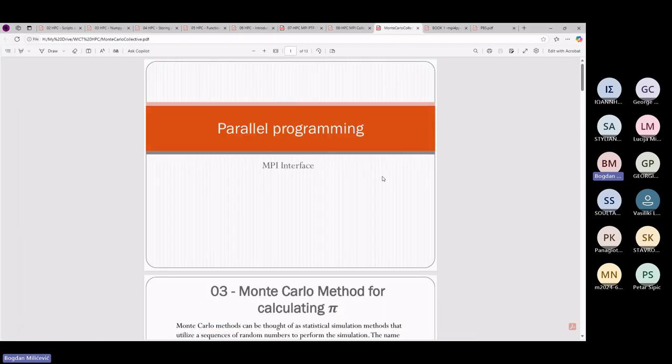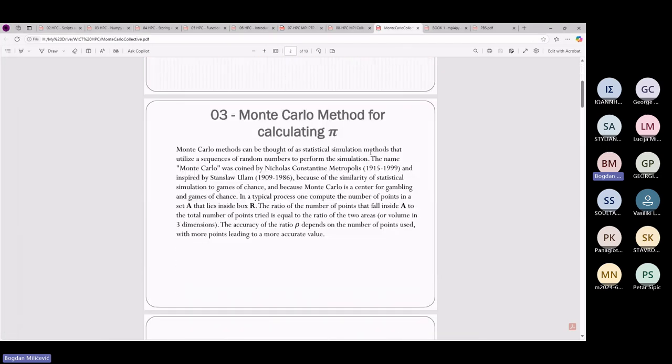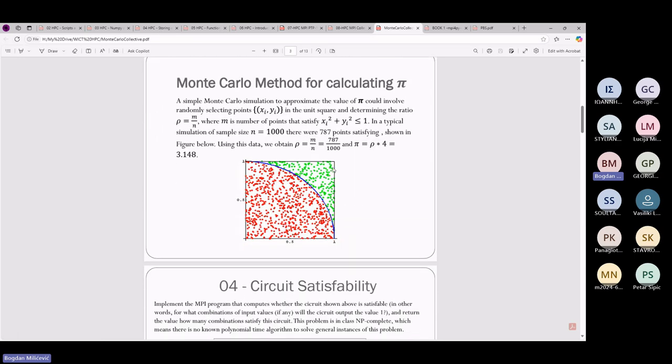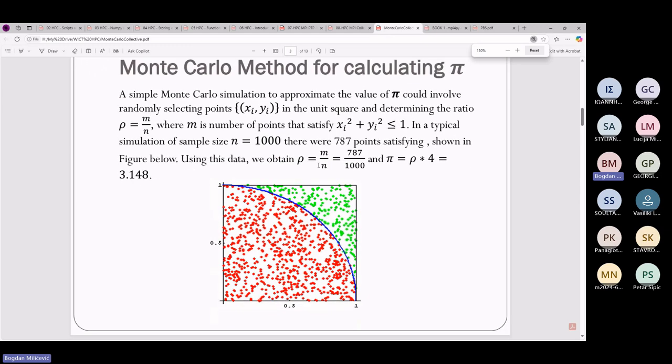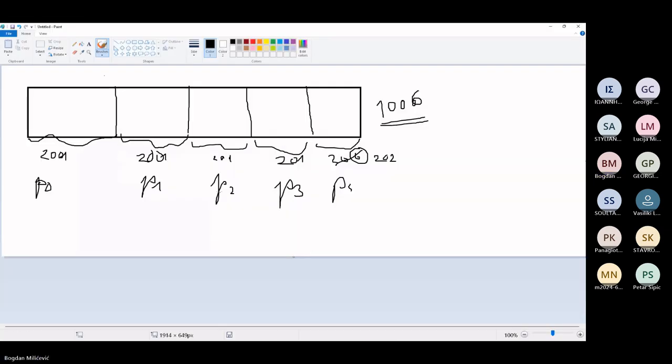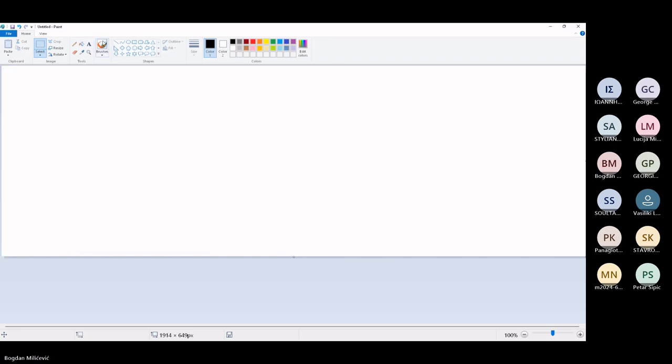And this is the assignment. So Monte Carlo's method for calculating pi. It is a bit mathematical, but not too much. Let's draw. This is what they sometimes call embarrassingly parallel programs.